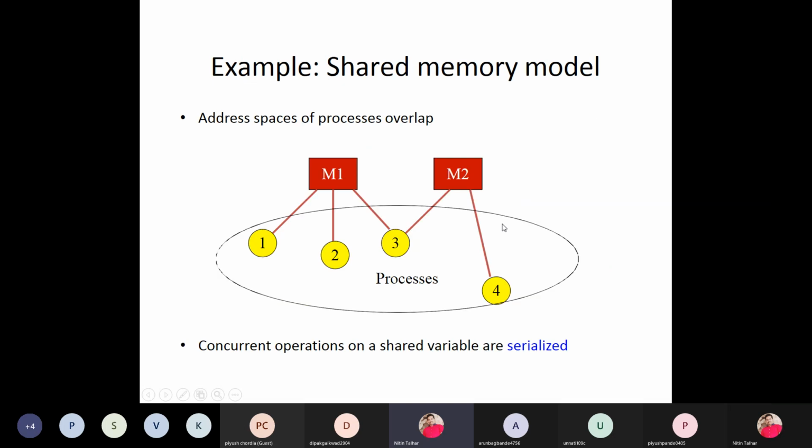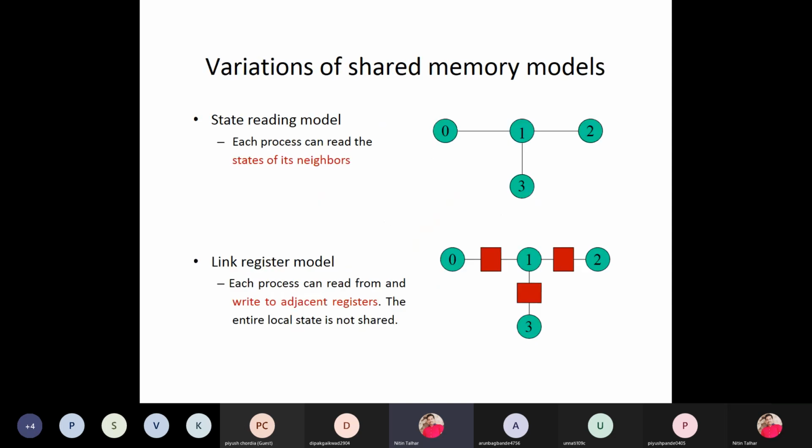Last time what we have seen, these are the three nodes, 1, 2, 3 share M1, and 3, 4 also share M2. So 3 is the one node that has both options, M1 and M2. Means the addresses of M1 and M2 are shared with node number 3. It is common. Now, this is another state reading model, and this is the link register model.